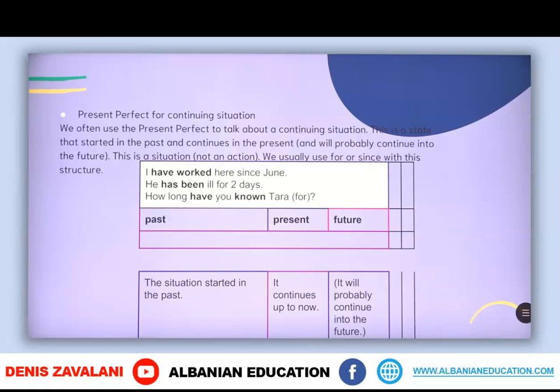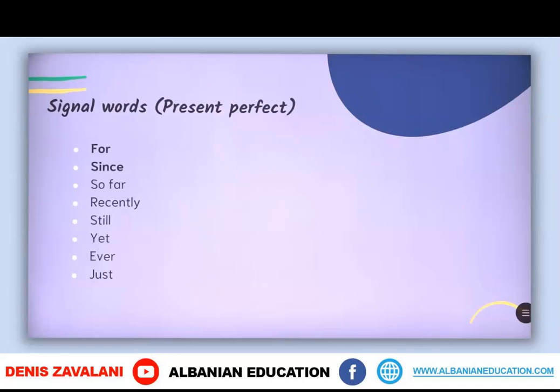We've got three examples here. I have worked here since June. He has been ill for 2 days. How long have you known Tara? The situation started in the past, it continues up to now, and it will probably continue into the future.